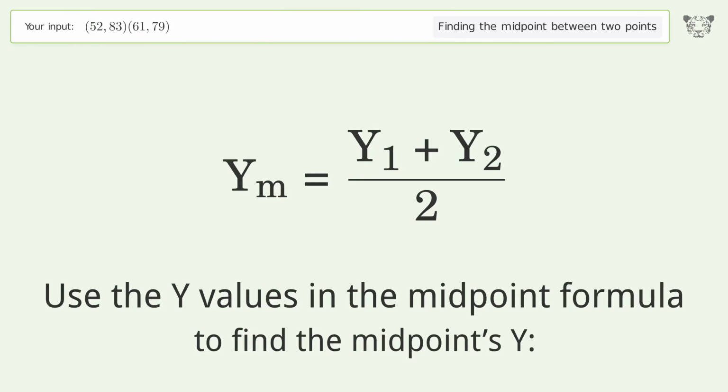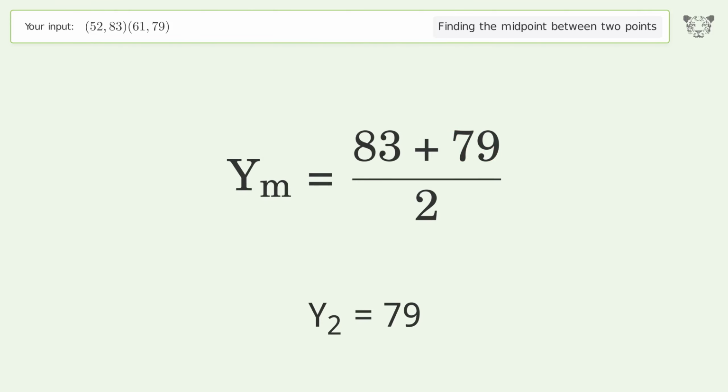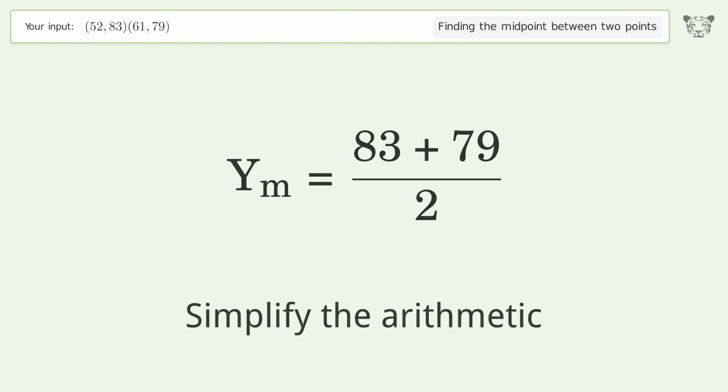Use the y values in the midpoint formula to find the midpoint's y. y1 equals 83. y2 equals 79. Simplify the arithmetic.